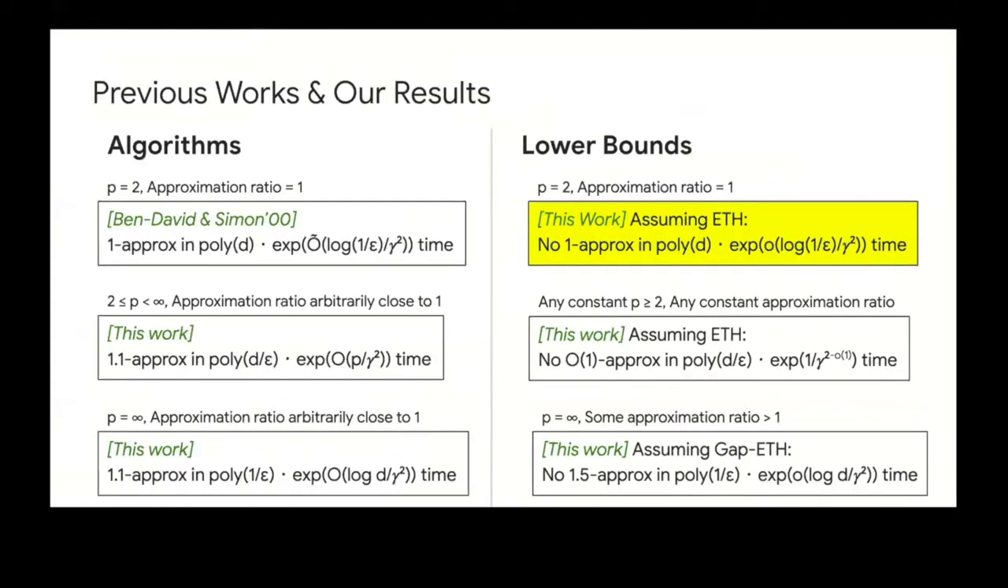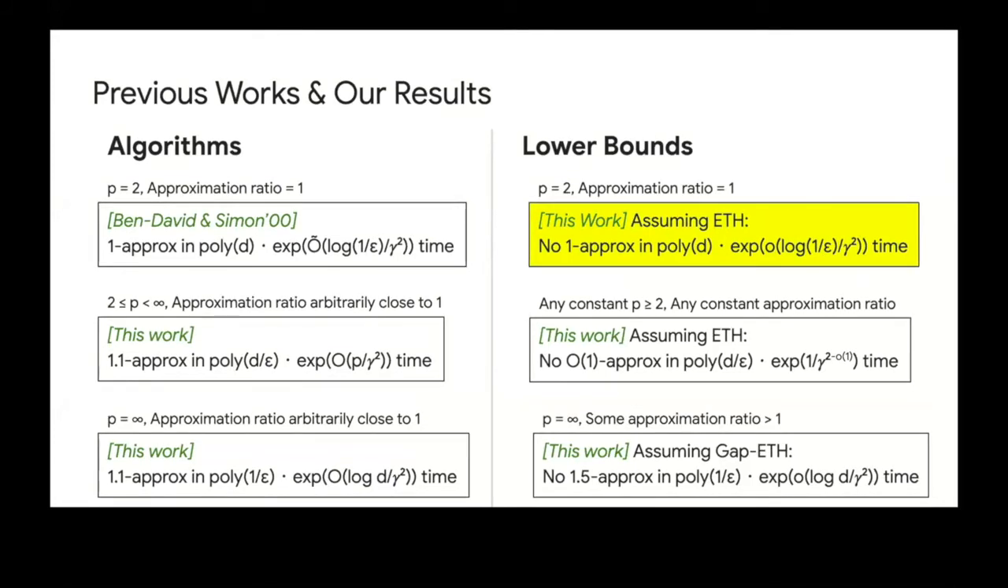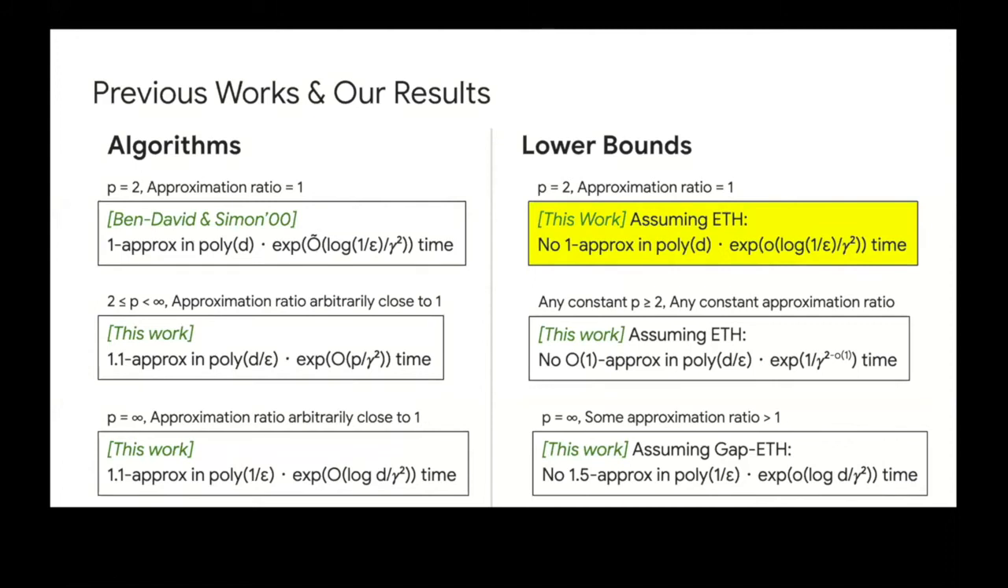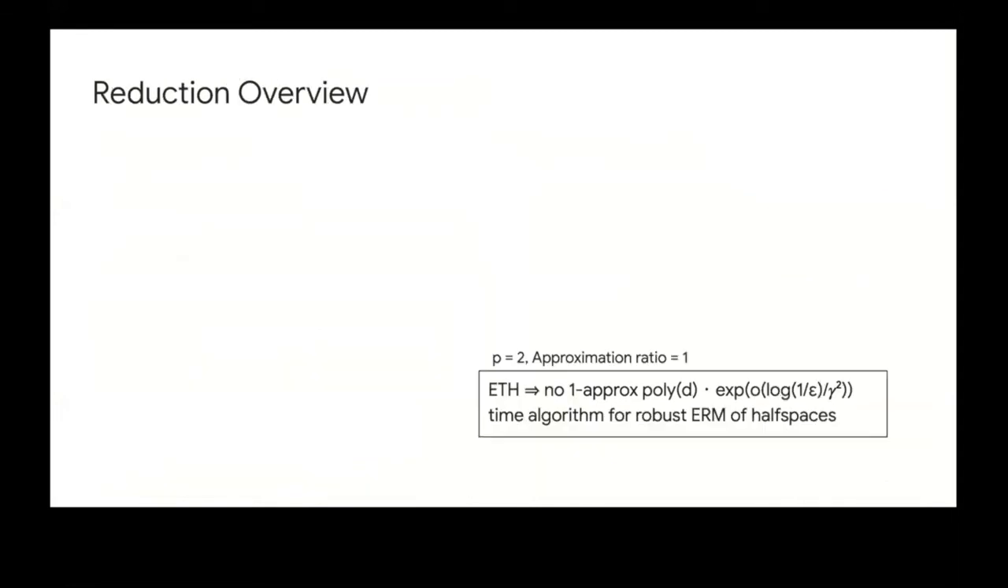Okay, so we have 3 lower bounds. I think due to time constraints, maybe we will only be able to go through the first one, but let's see. So let's first try to prove this first lower bound, which is for the case of p equals 2 and approximation ratio 1. So for exact, we want to prove a lower bound of the form exponential in omega of log 1 over epsilon over gamma square. Okay, so this is what we want to prove.